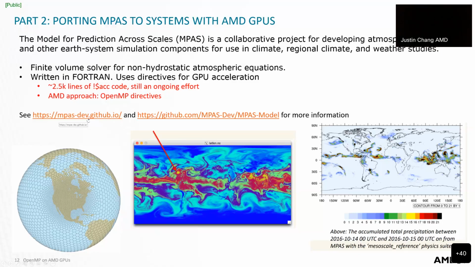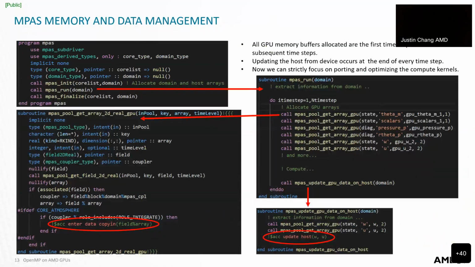MPAS, for those of you who are familiar, has many different models. There is the atmosphere, the ocean, and I am focusing strictly on the atmospheric aspect. Okay, so the MPAS memory and data management. All GPU buffers are allocated at the first time step and are reused for subsequent time steps. Updating the host from the device occurs at the end of every time step.